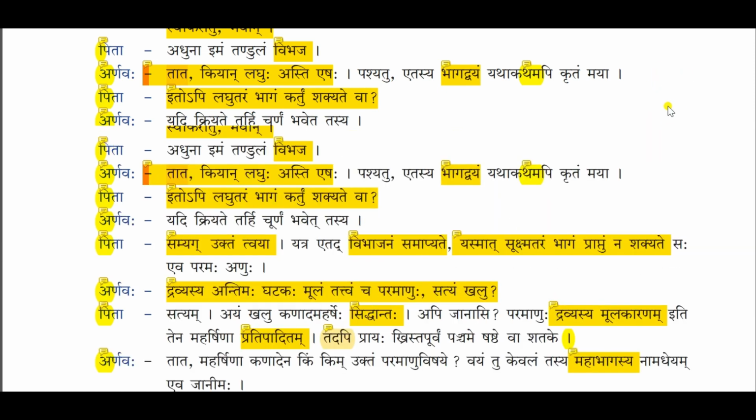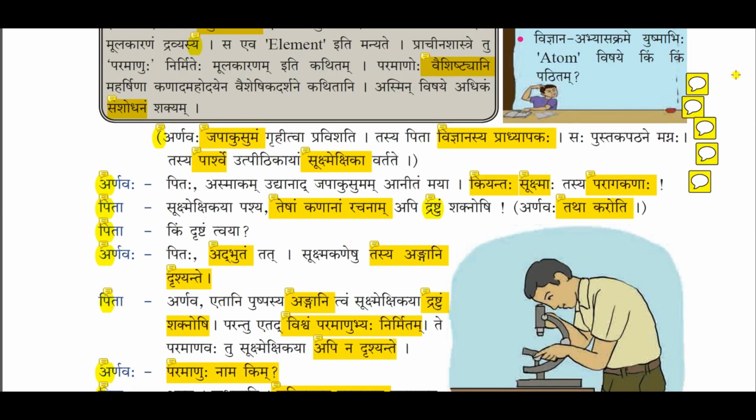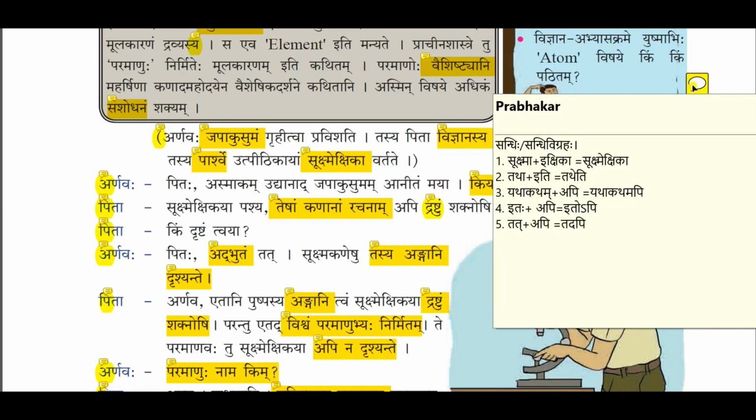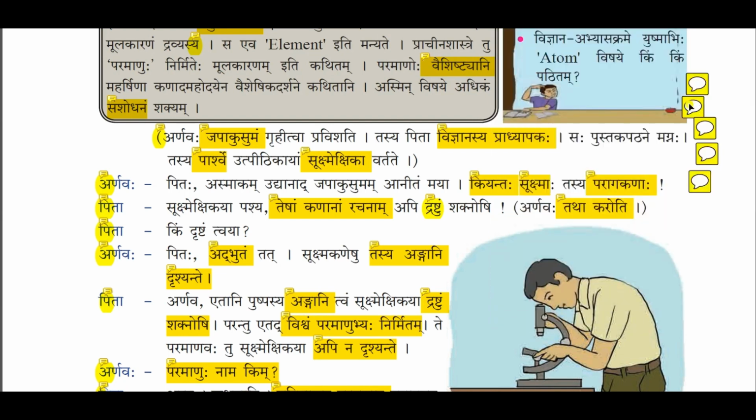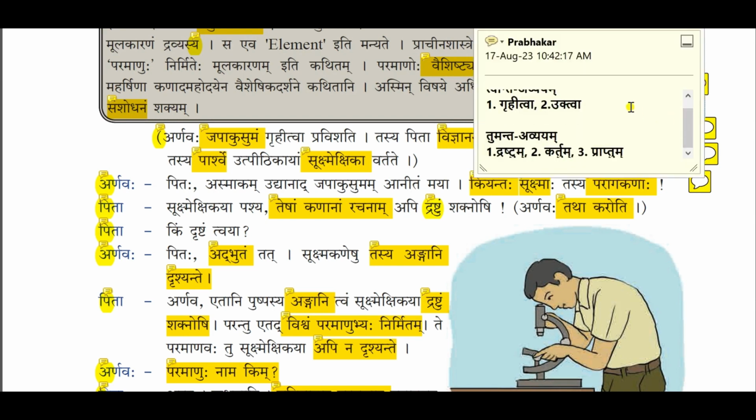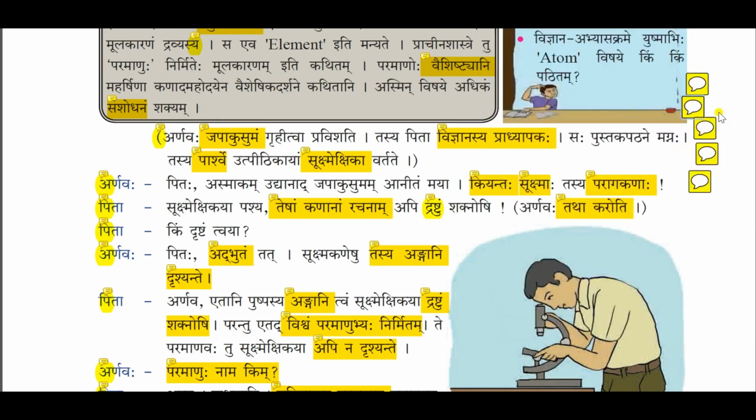So see the sandhi words. Previously we have seen Sukshma Ikshika and Tatha iti. Now Yatha Katham Adhik Api, Itah Adhik Api, Itopi, and Tat Adhik Api. So these are the sandhi words till now. Then come to Tumant Levantavya. Grihitva we have seen in the very first passage. Dialogue Uktva is another. Tumantavya Drashtum we have seen, but Kartum and Praptum are other forms of Tumantavya in this chapter.